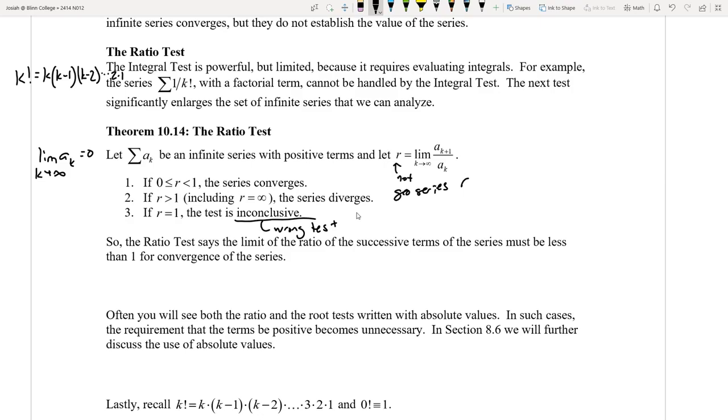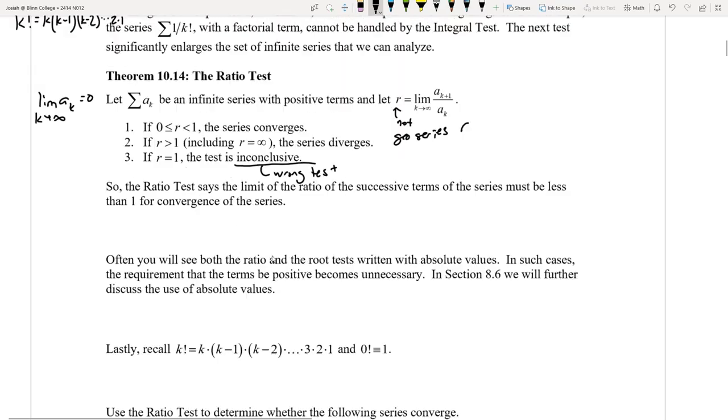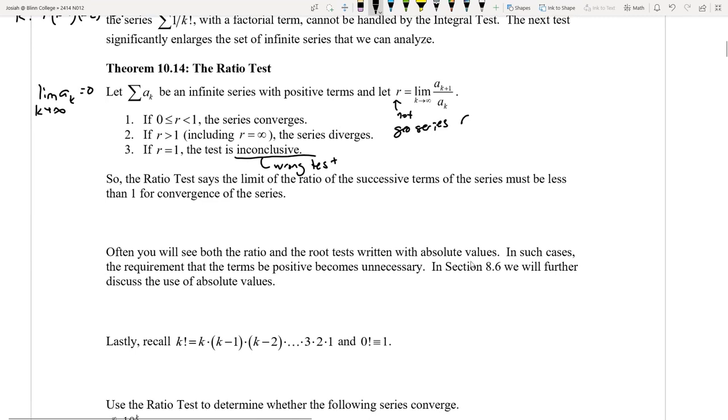As it says here, the ratio test says the limit of the ratio of successive terms must be less than 1 for convergence. Often we'll see both this test and the root test written with absolute values. And in that case, we have to have positive terms. That's a typo there.